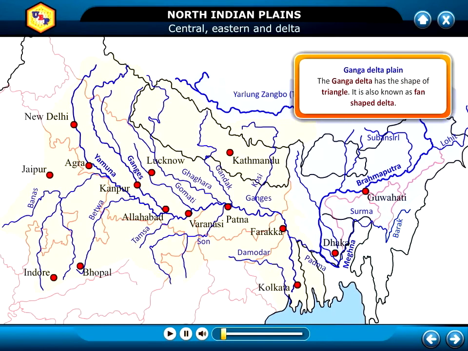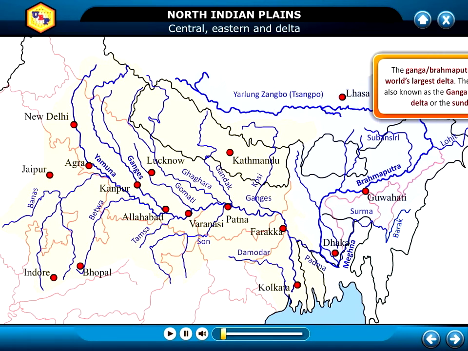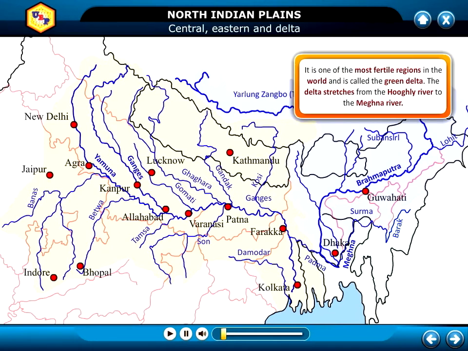Ganga Delta Plain. The Ganga Delta has the shape of a triangle. It is also known as fan-shaped delta. The Ganga or Brahmaputra Delta is the world's largest delta. The Ganga Delta is also known as the Ganga Brahmaputra Delta or the Sundarbans. It is one of the most fertile regions in the world and is called the Green Delta. The delta stretches from Hooghly River to the Meghna River. The soil has a large amount of minerals and nutrients, which are good for agriculture. Moist deciduous forest is found in the delta region.